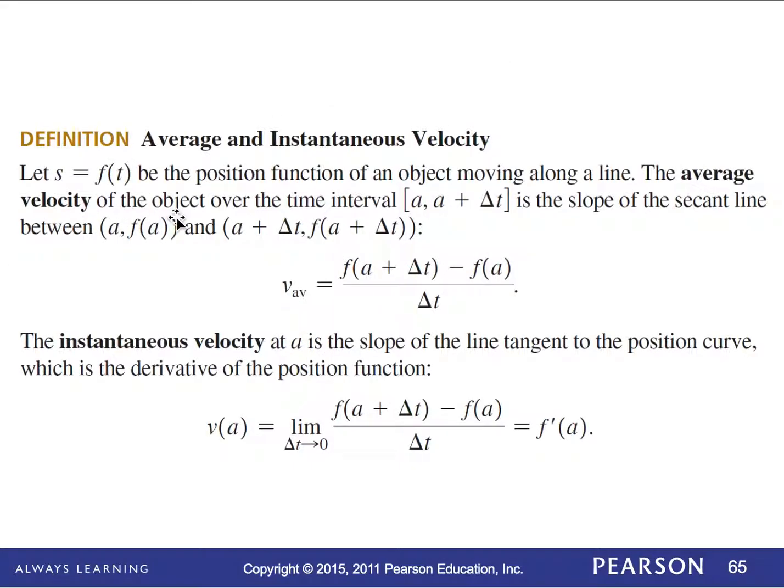The average velocity would be just taking the slope of that secant line between the 2 points. So average and instantaneous velocity are two different things. Average, think slope. Instantaneous, think derivative. Because if I'm doing a derivative, I'm finding the slope of a curve at a point. If I'm finding the slope of a secant line, I'm finding the slope between 2 points on a curve, but I'm approximating that slope as a tangent line.